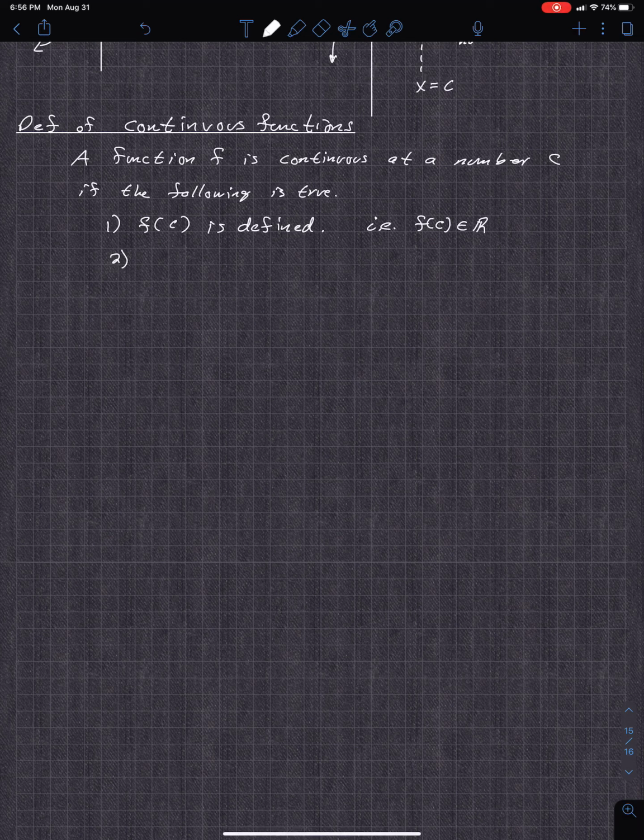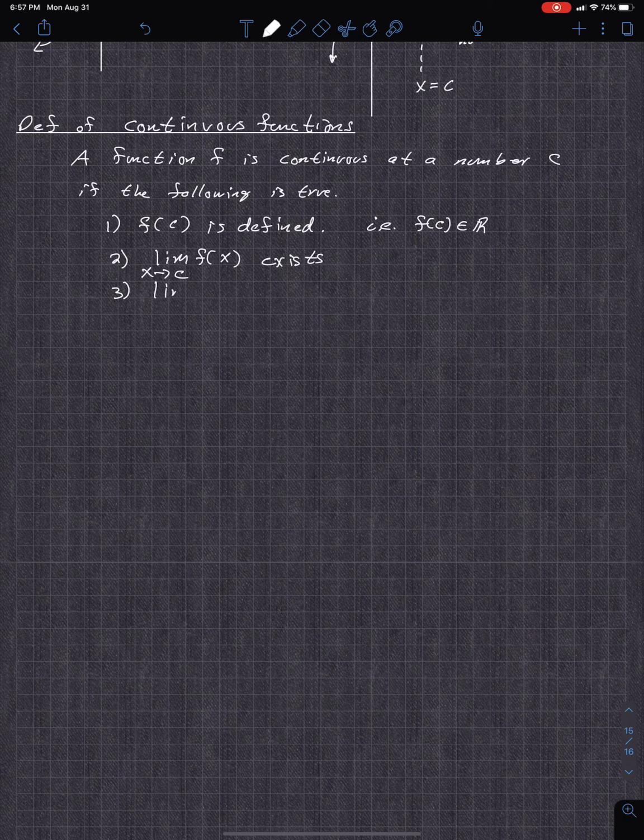2, the limit of f of x as x approaches c exists. So you don't get a DNE or something like that. And that's not a one-sided limit, this is a two-sided limit. So you're not saying either side for continuity. So you don't say a function is continuous on an endpoint. It doesn't make sense.